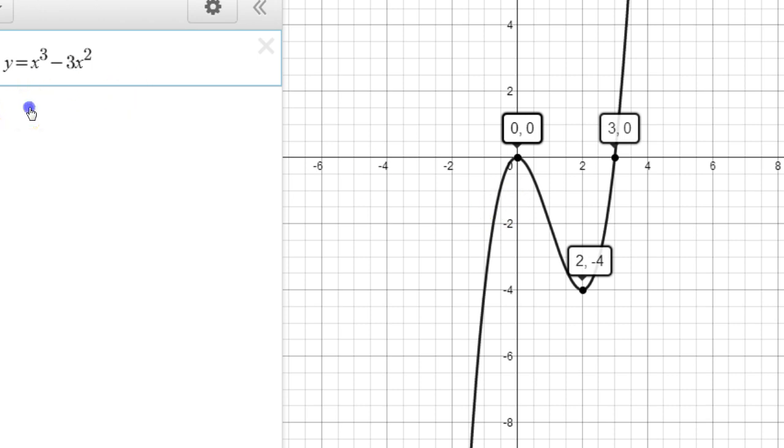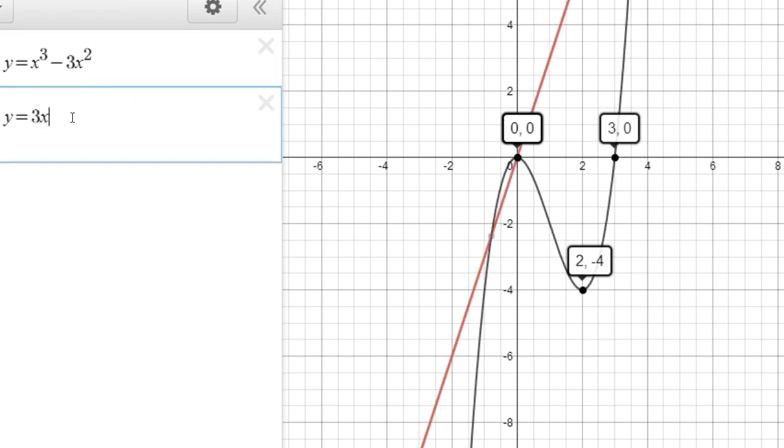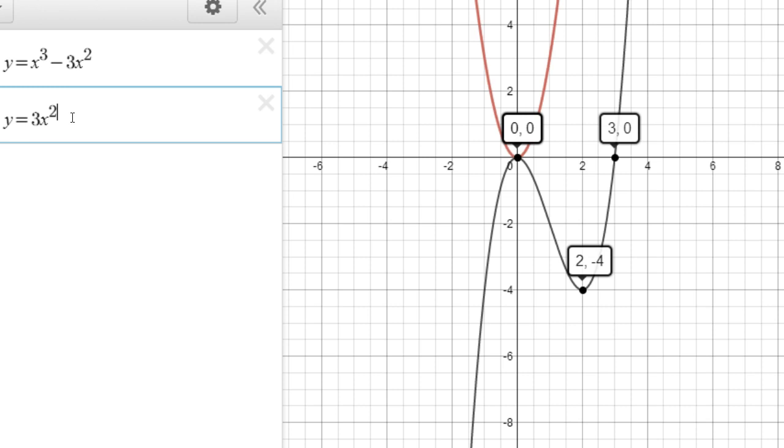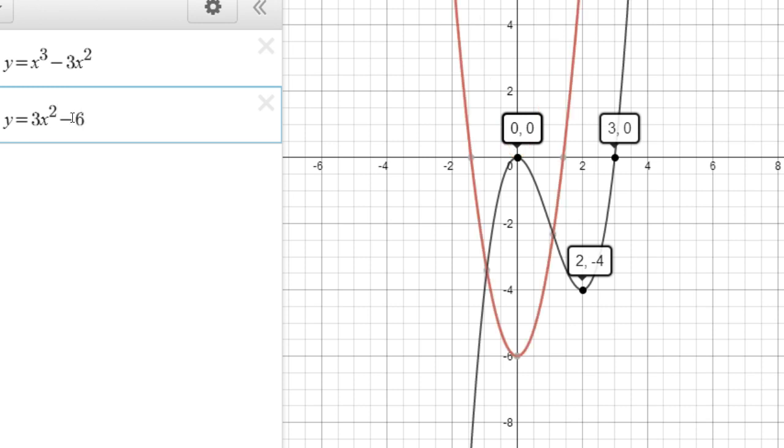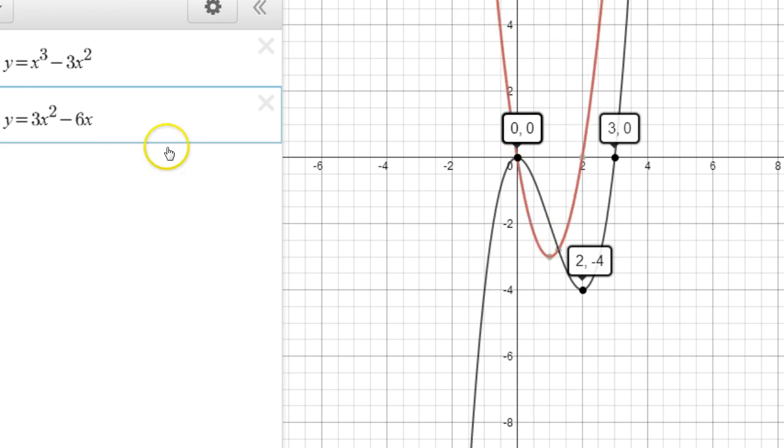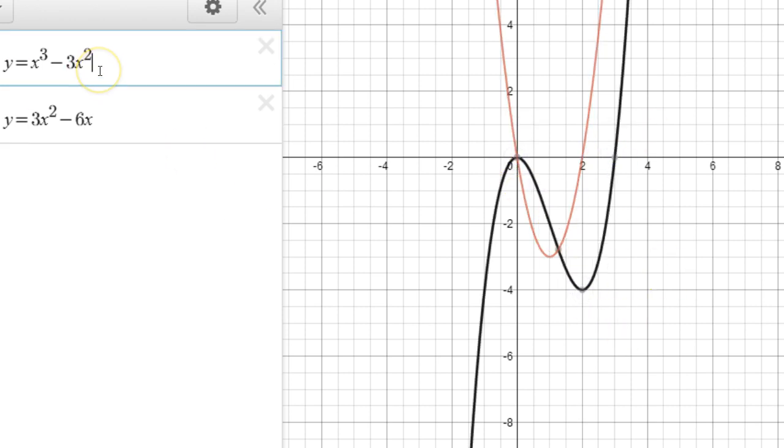Well, shoot, I'm just going to superimpose it. I'm going to teach you a little bit of calculus. y equals 3x squared minus 6x. Yep, there we go. So this is some kind of cool stuff. Here is the regular function in black, and in red the derivative of it. The derivative is found just by doing the power rule, if you want to learn about that in calculus.